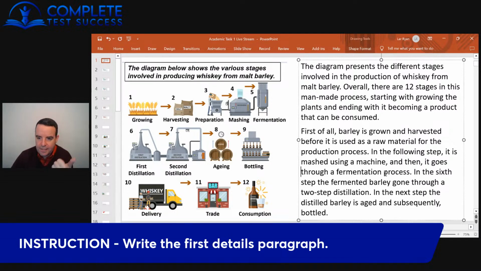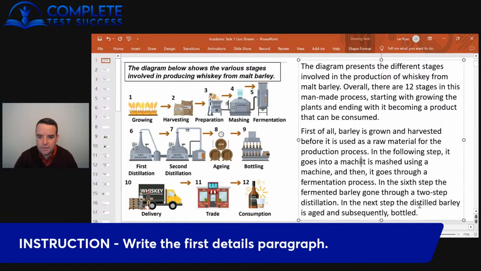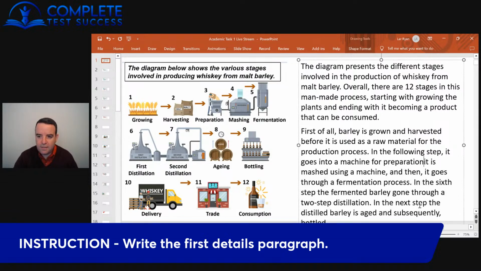So we have harvesting. So there was that step number 3 where preparation. So let's say in the following step, it goes into a machine for preparation. That's quite vague.